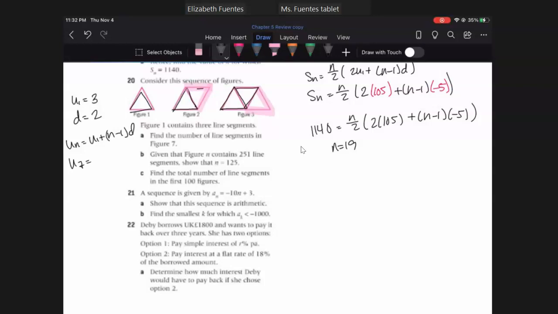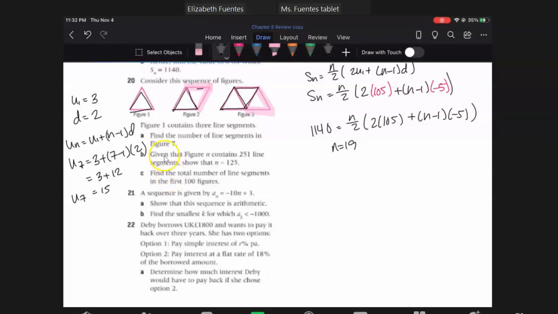I know u of 1 is 3. 7 minus 1, because I want the 7th term. And I know my common difference is 2. I just solve it. 3 plus 7 minus 1 is 6. 6 times 2 is 12. My 7th figure will have 15 line segments. So all I did was 7 minus 1, which is 6. 6 times 2 is 12. 3 plus 12 is 15.